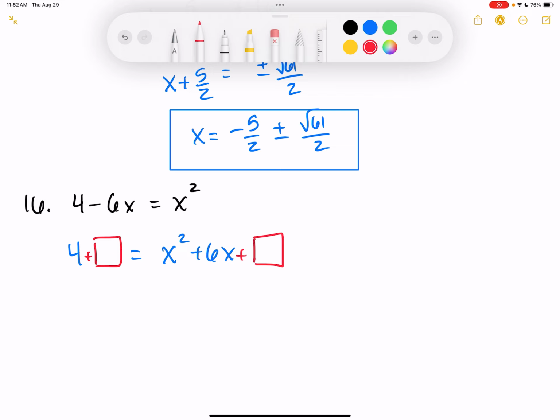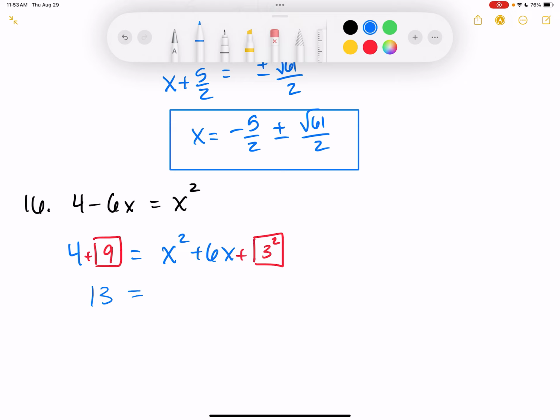So what goes in the box this time? 6 over 2, squared. 3 squared. And then over here I'm going to write it as 9 instead. I just do that so that it's easier. A lot of people will go ahead and write this as 9, but I think it's easier to just write it as 3 squared since you're getting ready to factor it anyways. So on this side I've got 13.